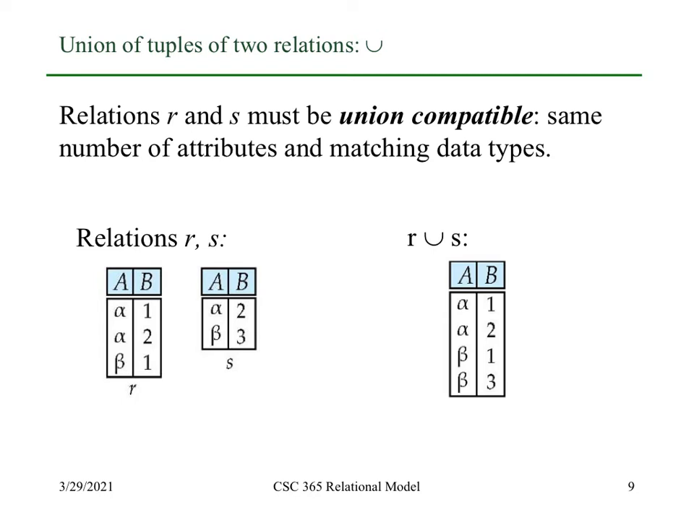They have to have the same number of attributes and the same matching data types. So, for example, if we have these 2 relations, A and B, this one is R, and this table is S, and we take their union, okay? Well, if you just take their union together and you look at it, there's a duplicate. Alpha comma 2 is in both tables. So one of those gets thrown away, and basically we're left with 4 elements in the union.